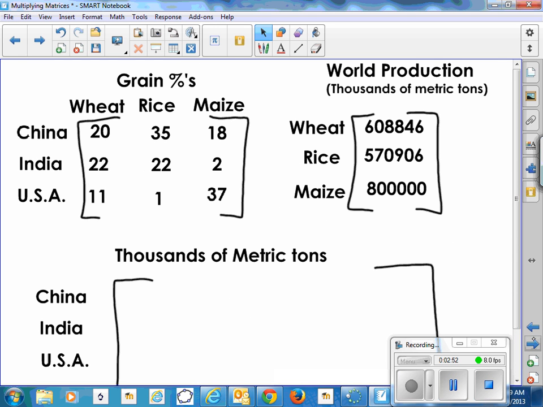So we have the grain percentages. For wheat, China produces 20% of the wheat, India produces 22%, and the United States produces 11% of the wheat, and so forth. For the total world production of wheat, we have 608,846 tons produced. So if we wanted to find out how much grain China produces, we're going to need to take 20% of the wheat and 35% of the rice and 18% of the maize, which is corn.